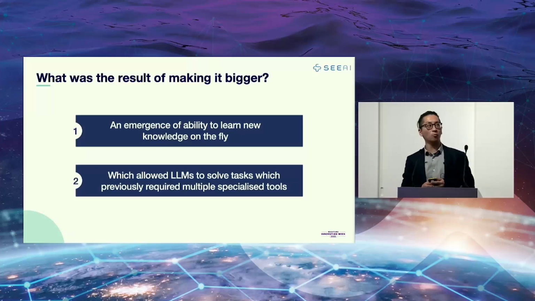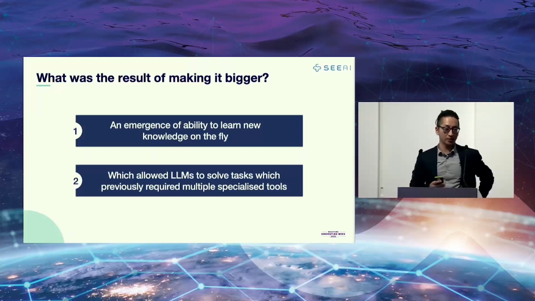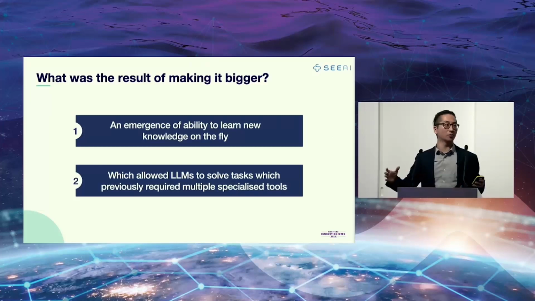And so what was the result of making it bigger? As they made it bigger, something interesting happened. These models acquire this ability to learn new knowledge on the fly. And this allows LLMs to solve tasks which previously required multiple specialized tools. So you have one LLM, and you can utilize it for many different tasks.